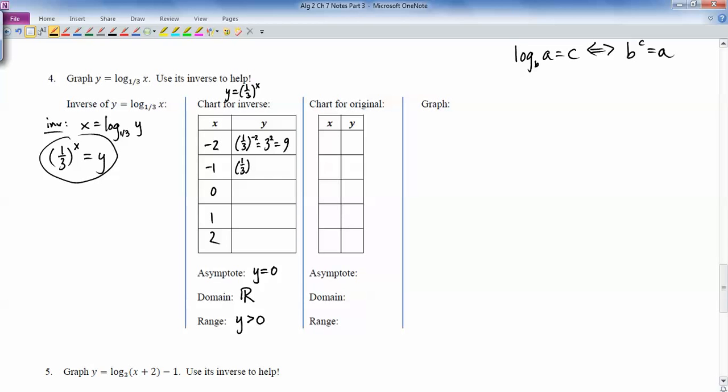1/3 to the -1 is really 3 to the first, so that's 3. 1/3 to the 0 is going to be 1. 1/3 to the first is just 1/3, and then 1/3 squared is 1/9.